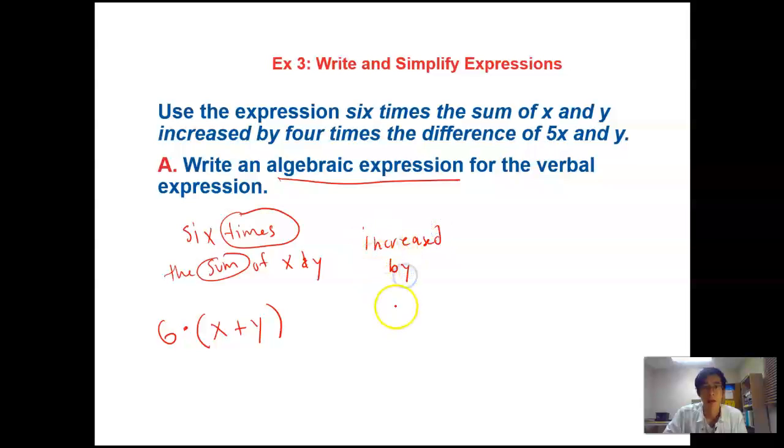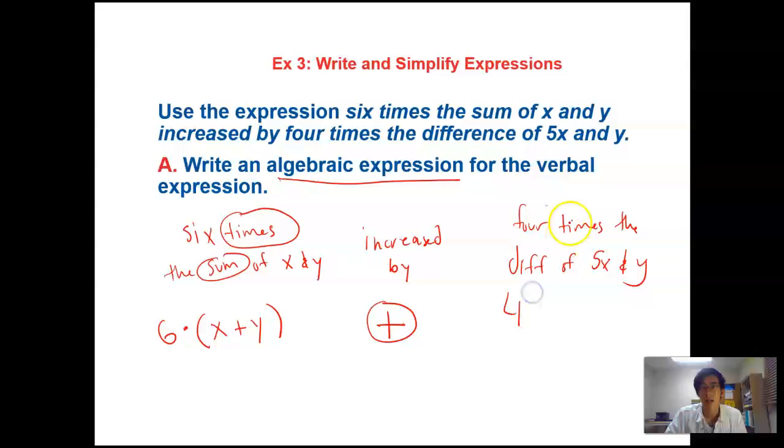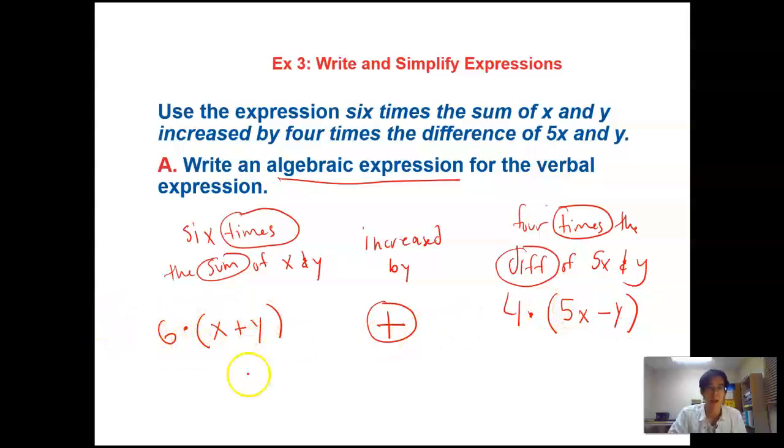So usually increase is dealing with addition. So I'm going to add an addition symbol right there. And then 4 times the difference of 5x and y. Okay, so once again I have 4 times is multiplication. The difference is talking about subtraction. 5x minus y.